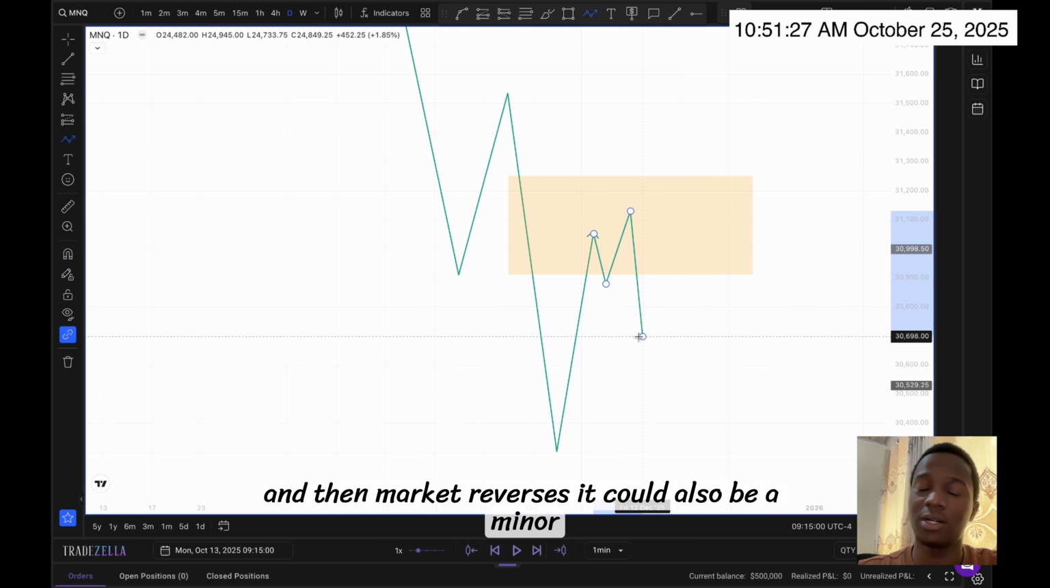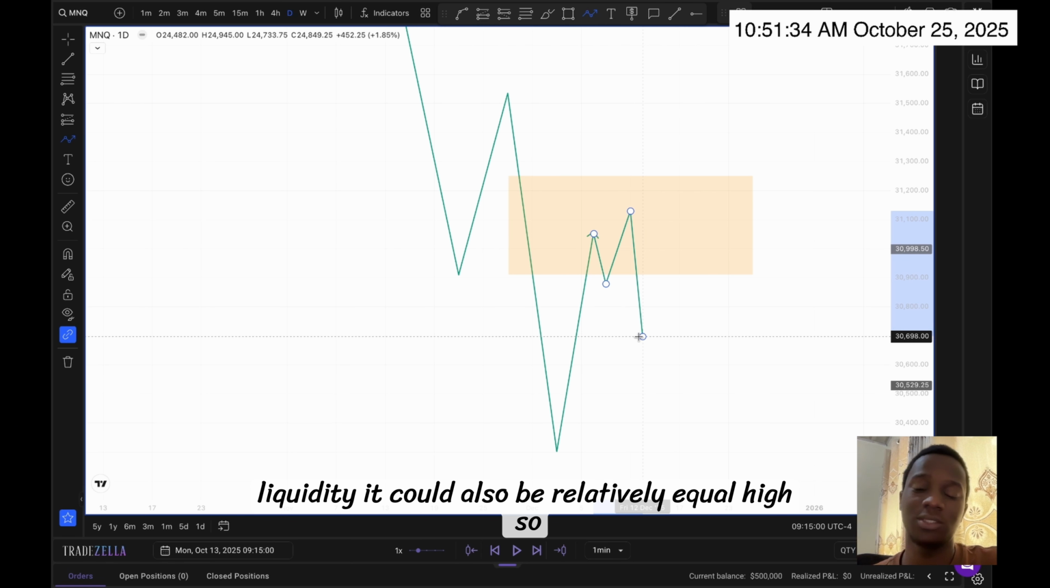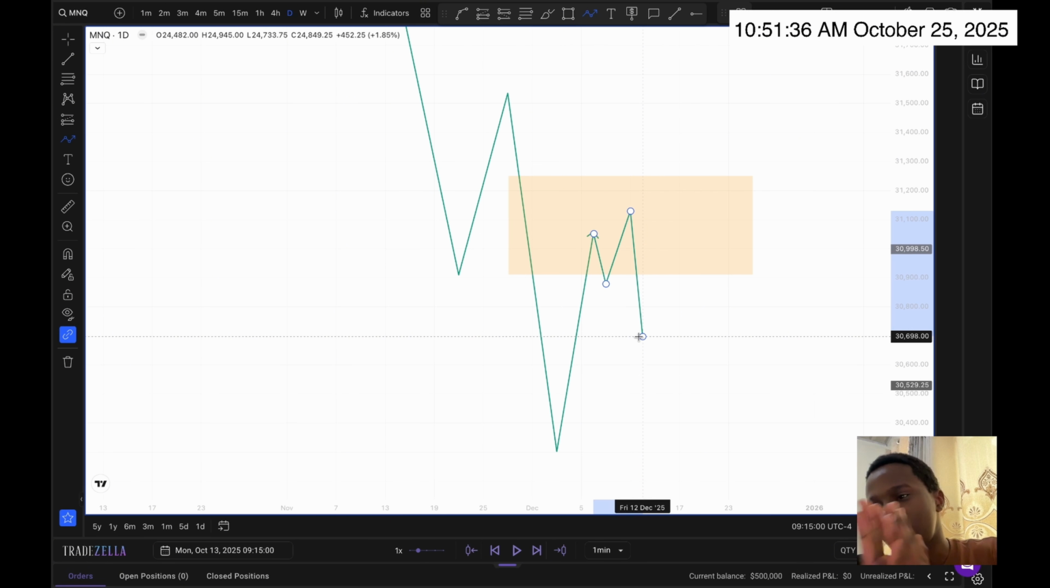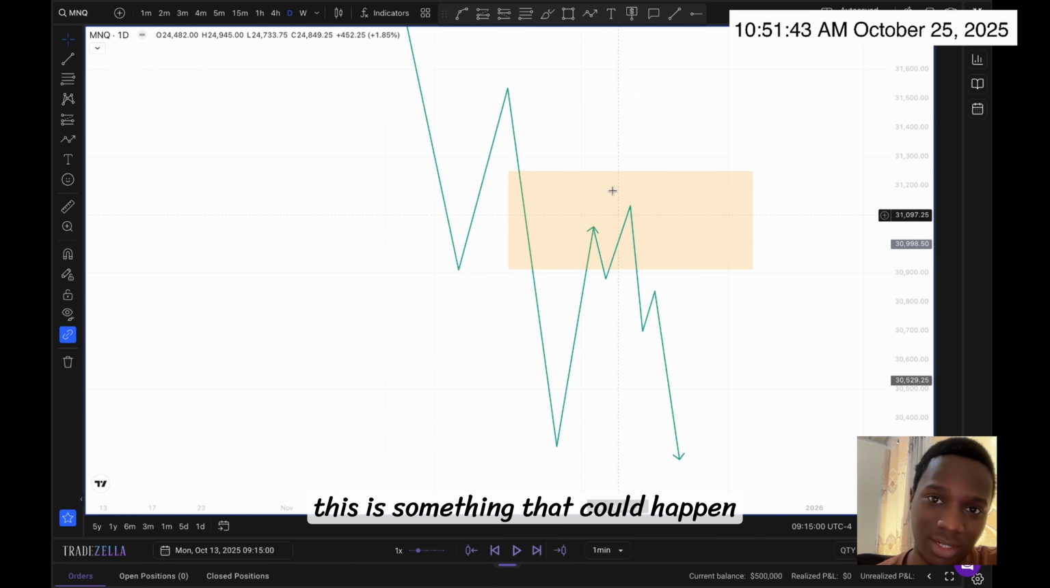It could also be a minor buy side, pre-market high or data high. So any form of liquidity. It could also be a relatively equal high. So after that manipulation is when I would like to start looking for my entries. So this is something that could happen.